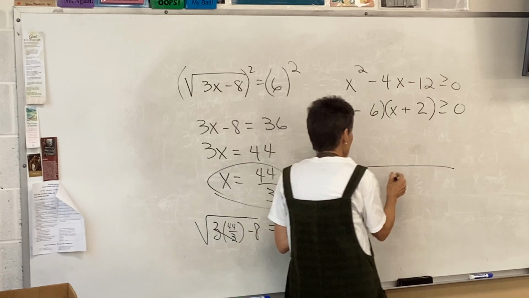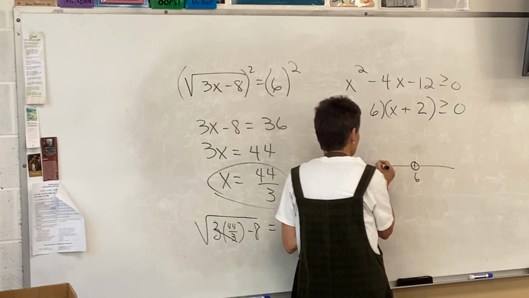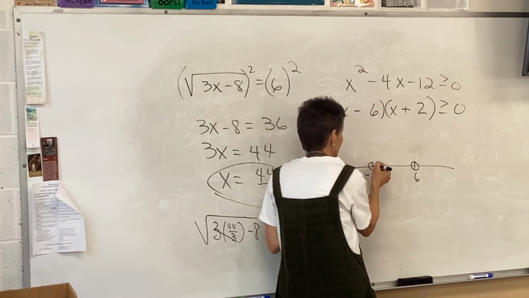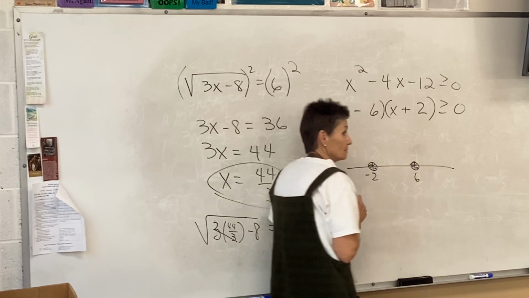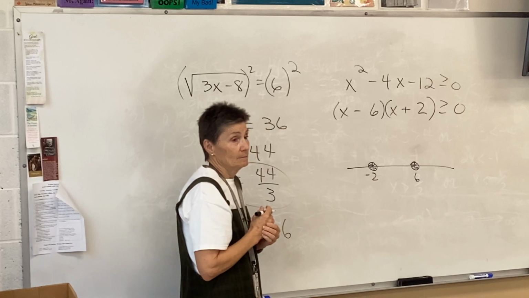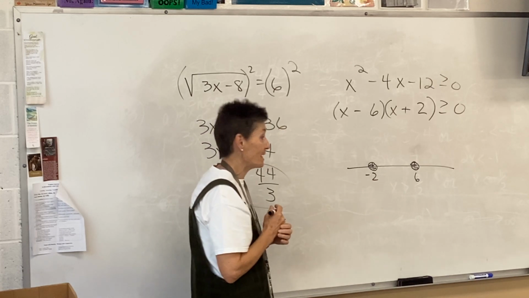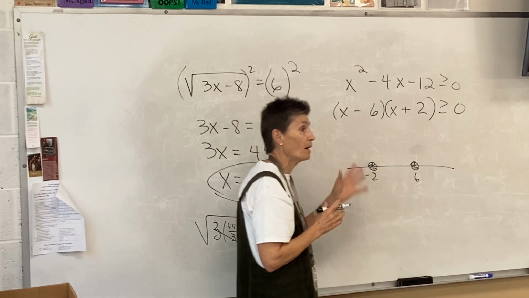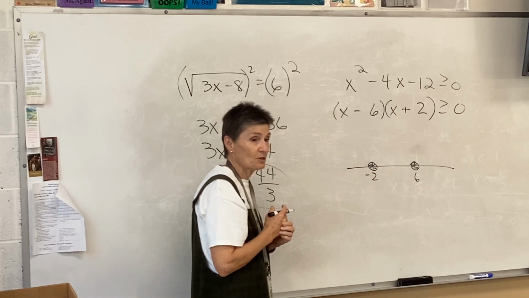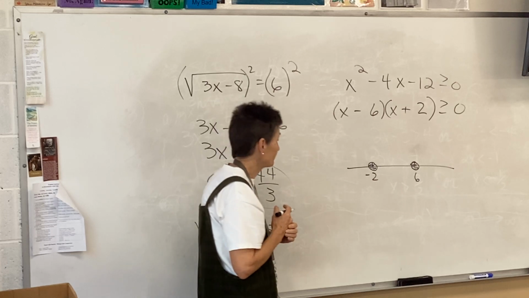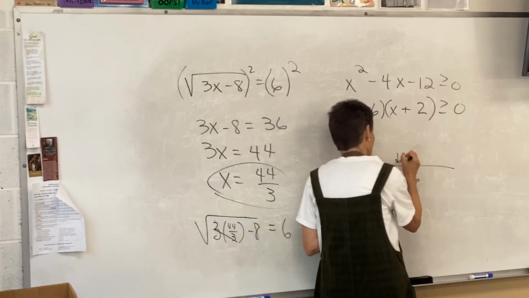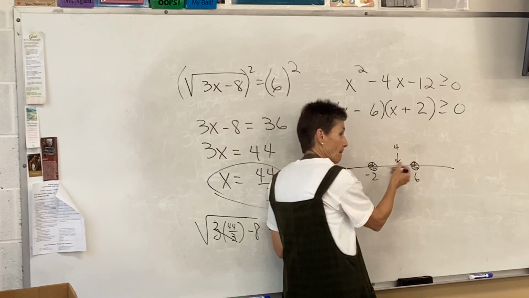So I'm going to put dots on my number line at 6 and negative 2, and they will be solid. And then pick a random number that isn't these two, so some other number. So what would you like to choose? They said 4, so we'll pick 4. Now 4 is right in here.